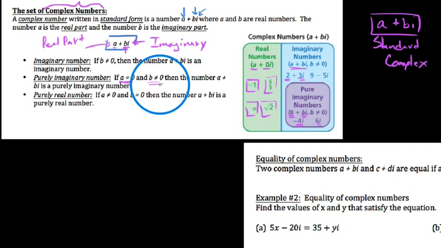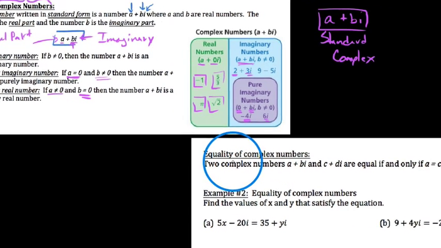So the b part can't be 0. We say the number a plus bi is what we call a purely imaginary number. And on the same note, if we have some a plus bi where the first part is not 0, so there is a real number part to it, it's just that the second part is specifically equal to 0, so these are numbers like 2, 3, 4, 4 plus 0i, basically, then we say this number is purely real.